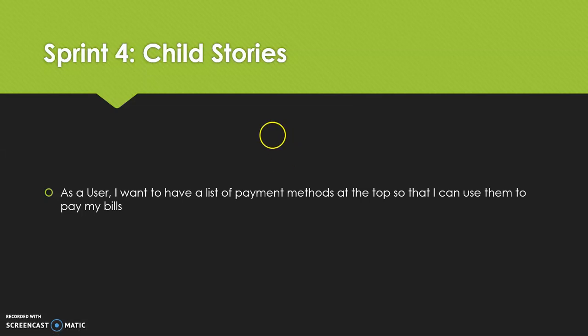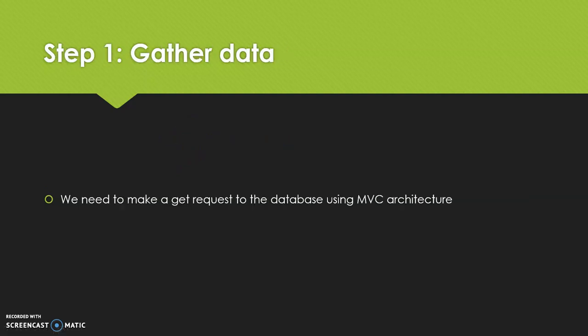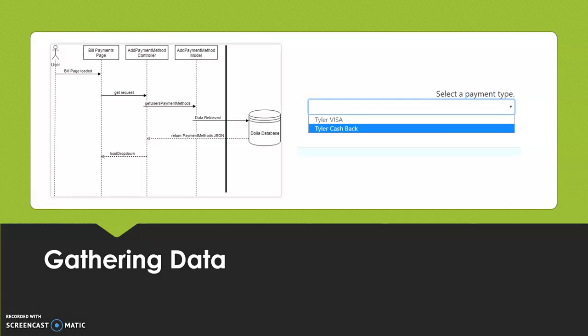So going on to sprint 4, we continue the bill payments. As a user, I want to have a list of payment methods at the top so that I can use them to pay my bills. So step 1, gather data. We need to make a GET request to the database using MVC architecture.